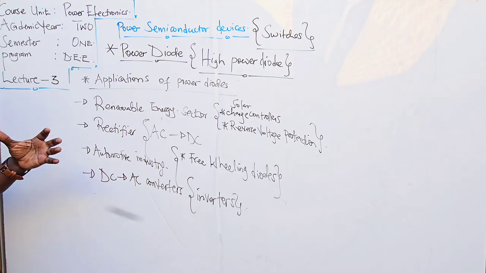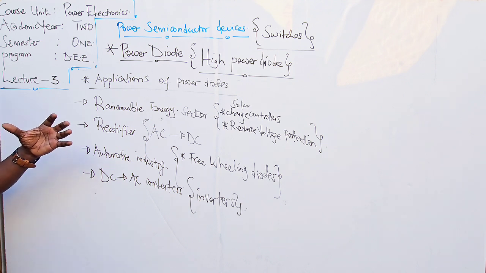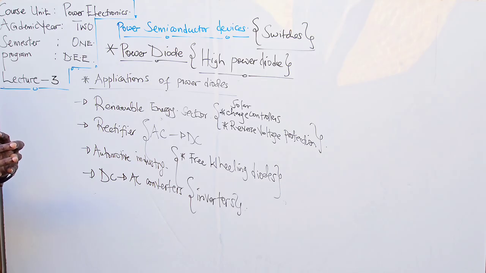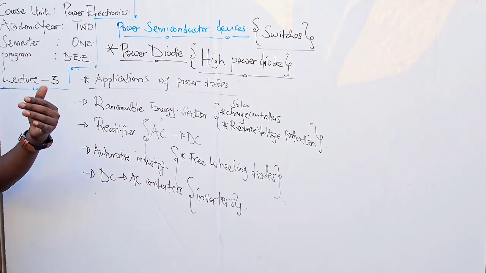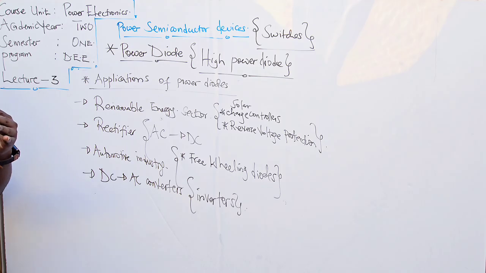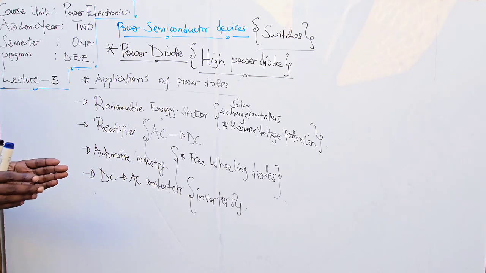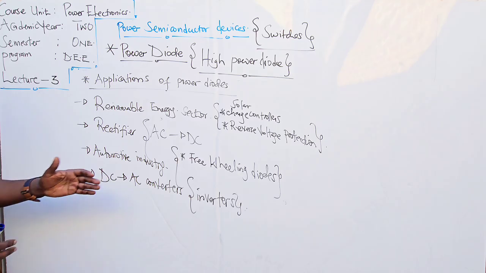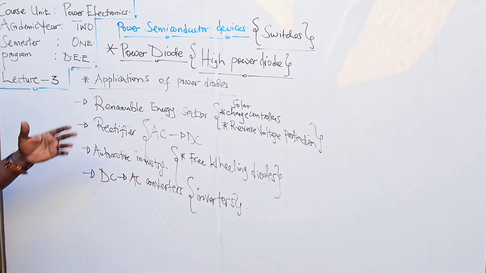So we could use them when we are combining DC sources, DC voltages from different sources, right? We don't want current from one power source flowing into another power source. We could have diodes placed in series. So there are very many configurations of power diodes that can have real world applications.